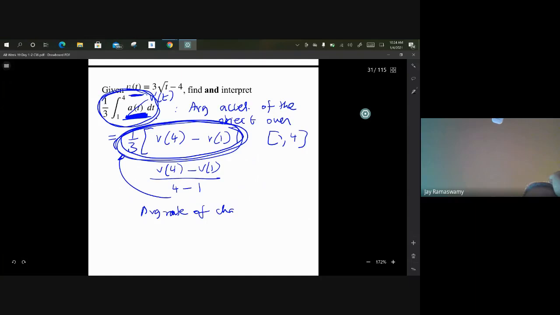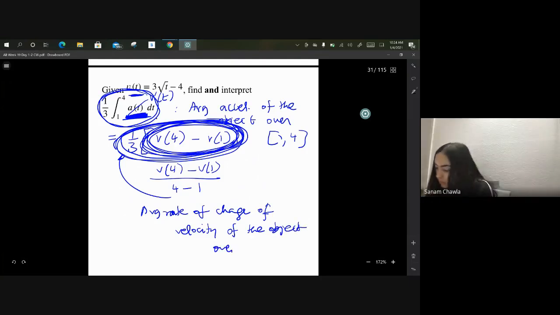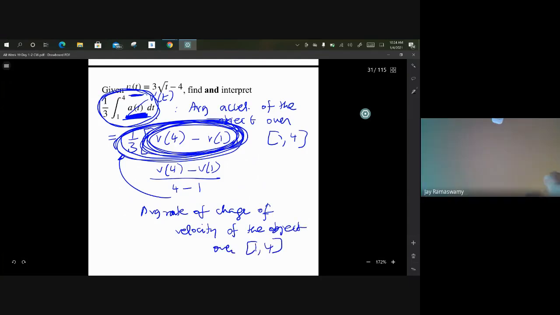Of acceleration. No, stop. Let me help you, because the weaker kids get confused. Of which function? Velocity. The velocity function. Don't freak out. It is the average rate of change of the velocity function of the object over 1 to 4. It's that easy.